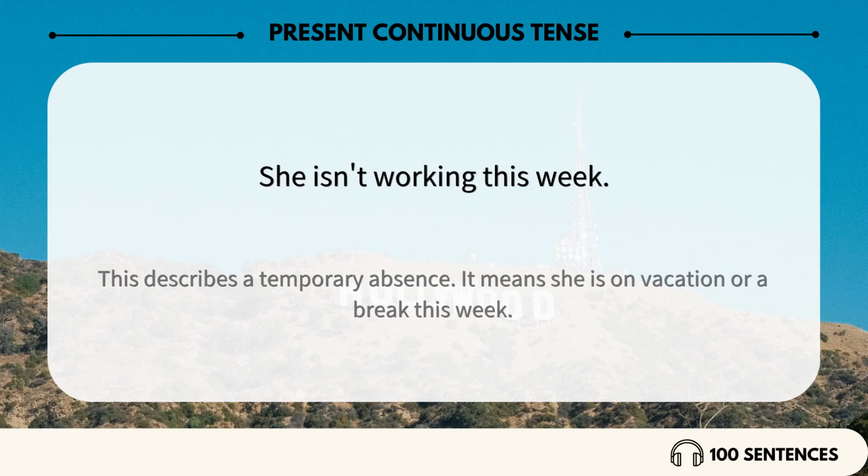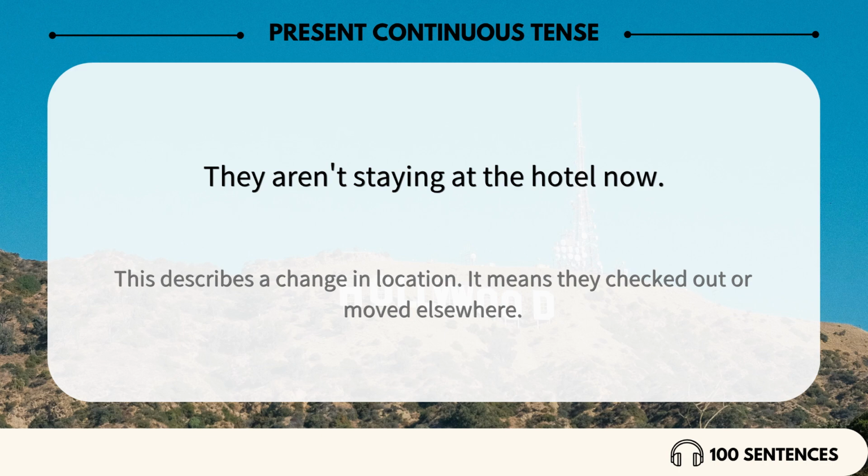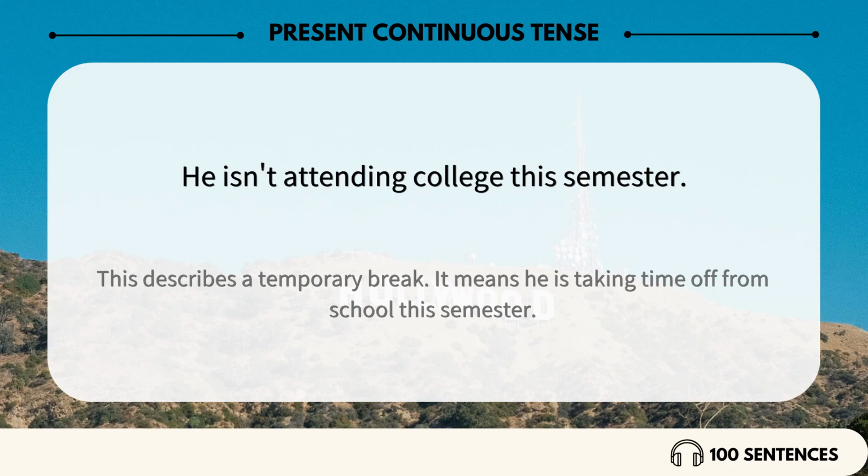She isn't working this week. This describes a temporary absence. It means she is on vacation or a break this week. They aren't staying at the hotel now. This describes a change in location. It means they checked out or moved elsewhere. He isn't attending college this semester. This describes a temporary break. It means he is taking time off from school this semester.